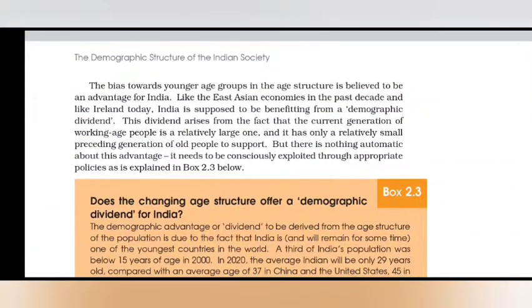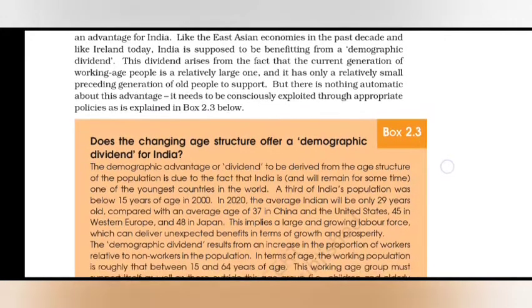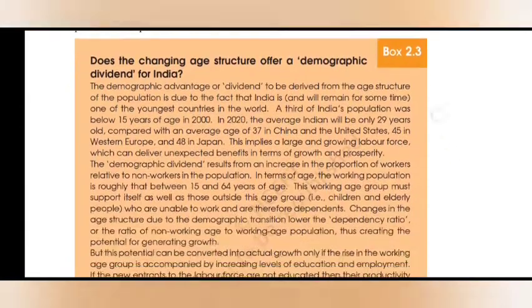The bias towards younger age groups in the age structure is believed to be an advantage for India. Like the East Asian economies in the past decade and Ireland today, India is supposed to be benefiting from a demographic dividend. The dividend arises from the fact that the current generation of working age people is a relatively large one, and it has only a relatively small preceding generation of old people to support. But there is nothing automatic about this advantage. It needs to be consciously exploited through appropriate policies, as explained in box 2.3.